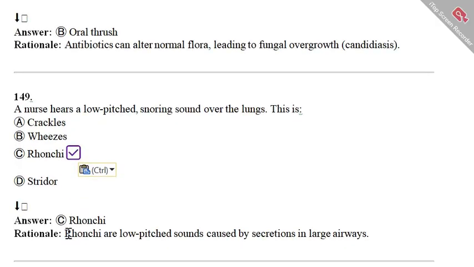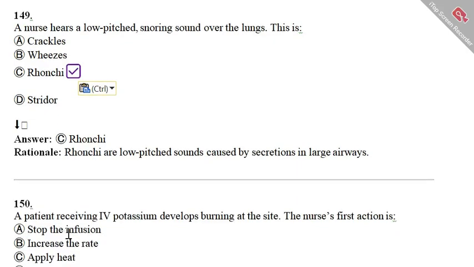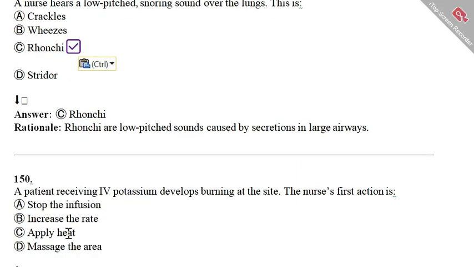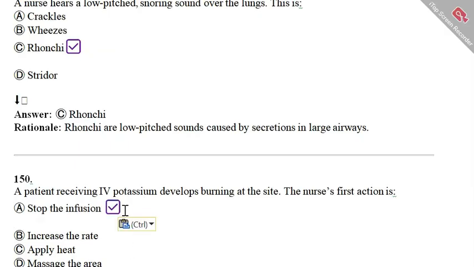The last question of today's video: a patient receiving IV potassium develops burning at the site. The nurse's first action is, this is a repeated question, and I'm sure that you will answer this question. The correct answer is option A, stop infusion.